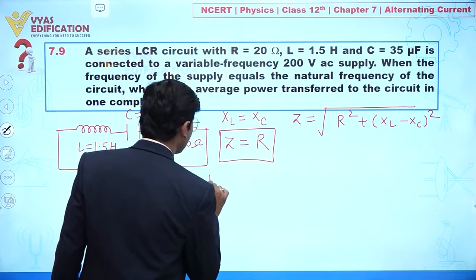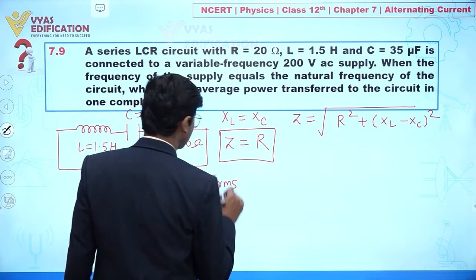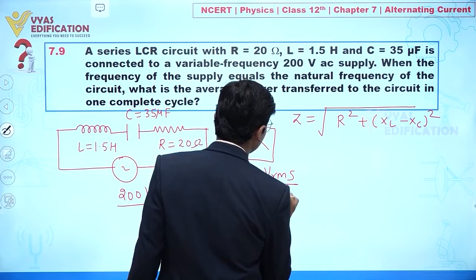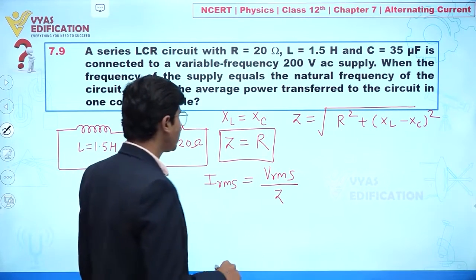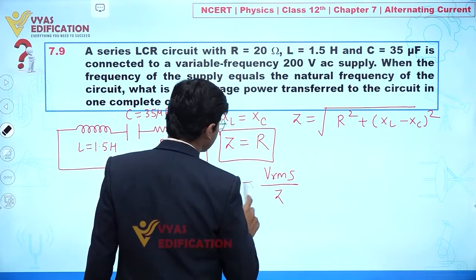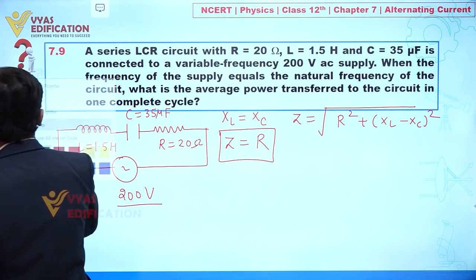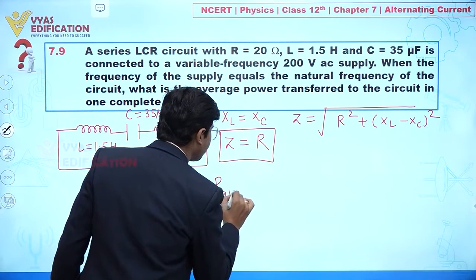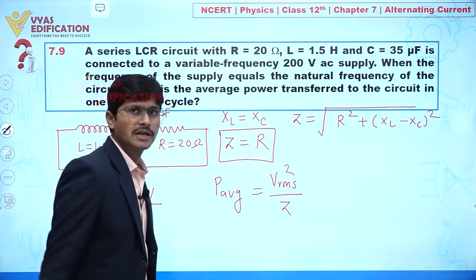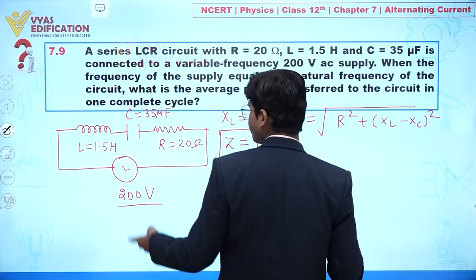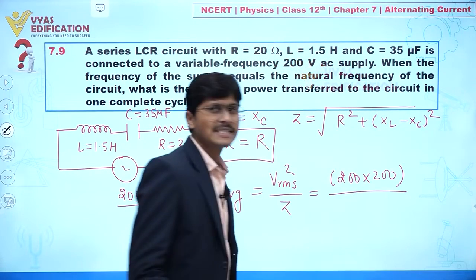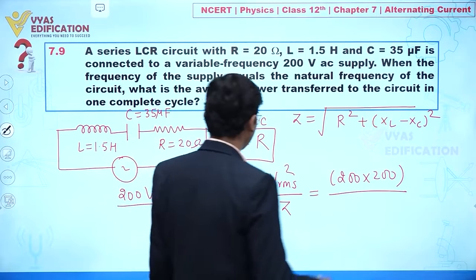First, can I calculate IRMS? Yes. IRMS we can write as VRMS divided by Z. Or you can also write directly, if you do not want to calculate this current, average power is given by VRMS square divided by Z. VRMS we have, this is 200. So 200 multiplied by 200 divided by Z. Z is given to you, this is R.